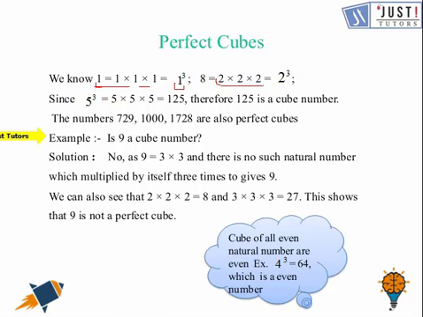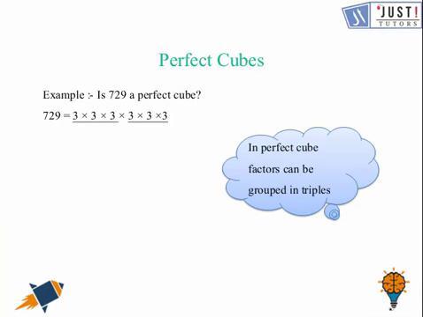Let's see this example now. Is 9 a cube number? Here 9 is not a cube number, as 9 is 3 times 3, and there is no such natural number which multiplied by itself 3 times gives you 9. Also, the cube of all even numbers is even, like 4 cube, which is 64, which is again an even number.